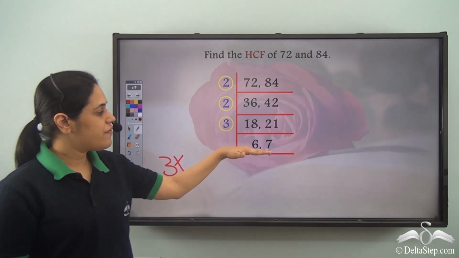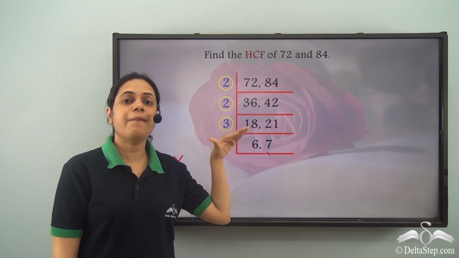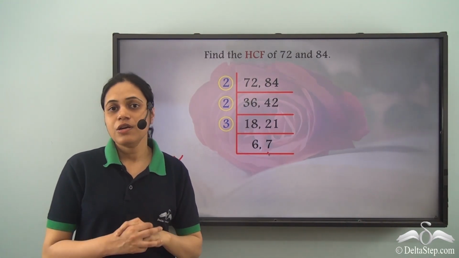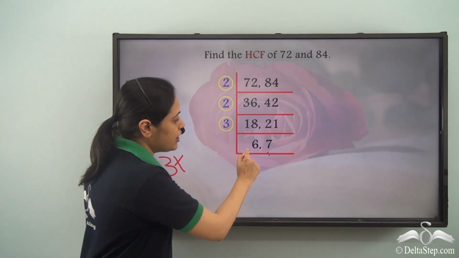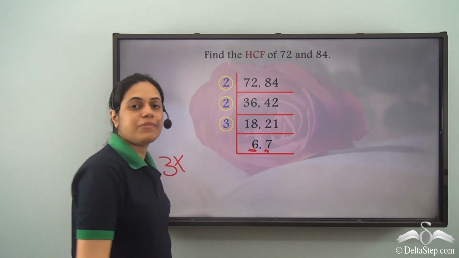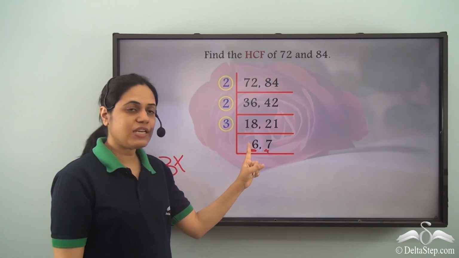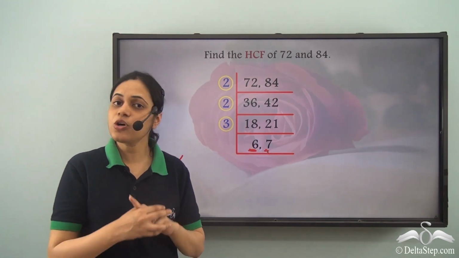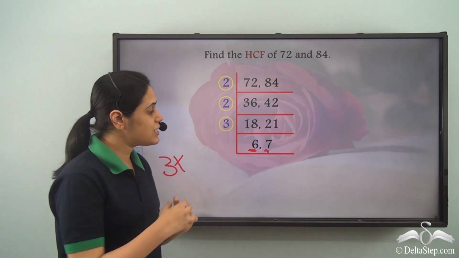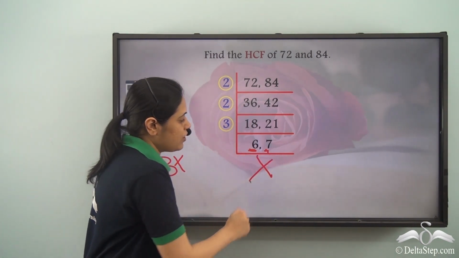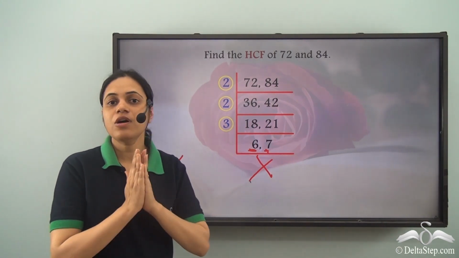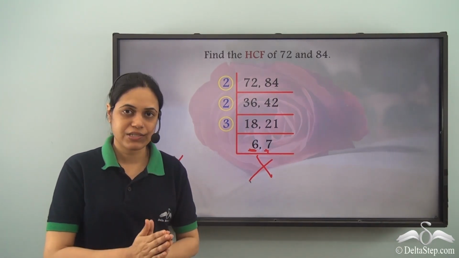So we stop when we cannot find a prime number which divides both of them. It is not necessary that you will have prime numbers at the end. As we have seen, we have 6 at the end, which is not a prime number. It is a composite number. But we stop here because 6 and 7 do not have a common prime factor.